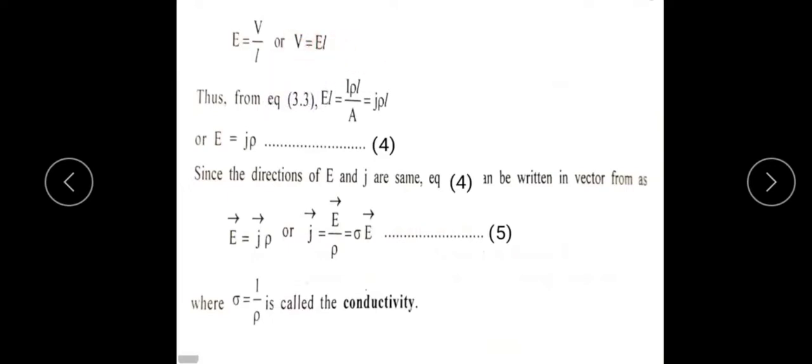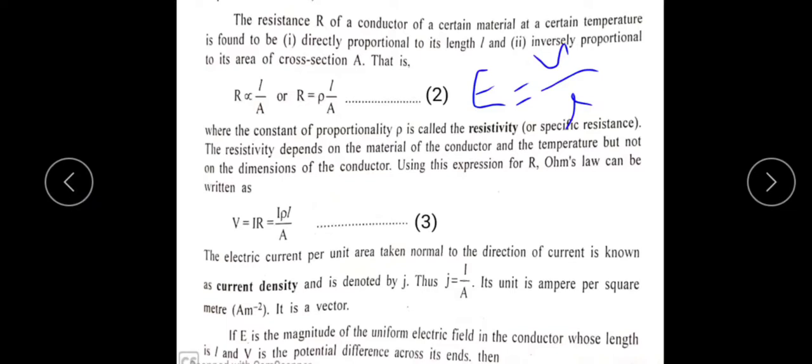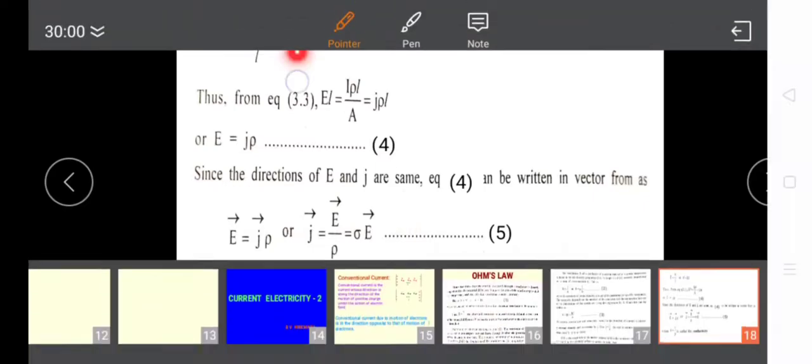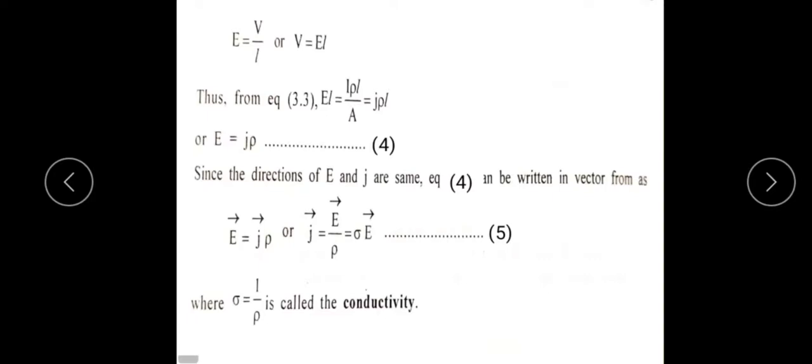Thus, from equation number 3, V is equal to I rho L divided by A. So from equation number 3, in place of V, we can write this value.